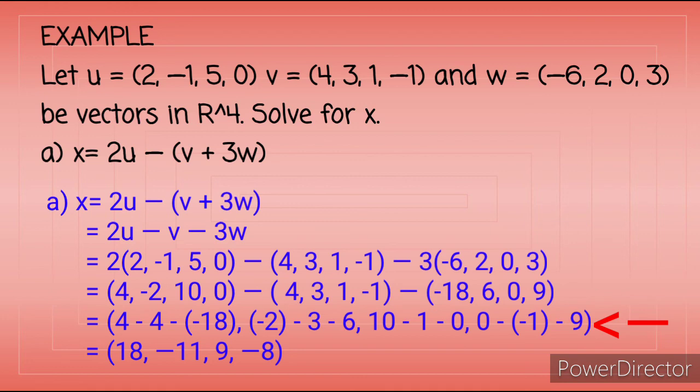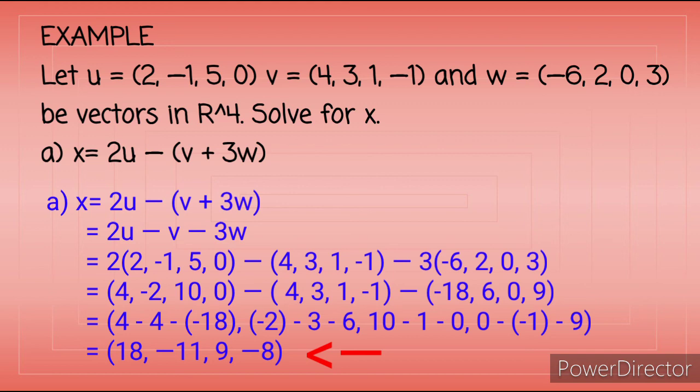The next step is to subtract the corresponding components. Then 4 minus 4 minus negative 18, negative 2 minus 3 minus 6, 10 minus 1 minus 0, and 0 minus negative 1 minus negative 1 is equal to 18, negative 11, 9, and negative 8. Therefore, the value of x is equal to 18, negative 11, 9, and negative 8.